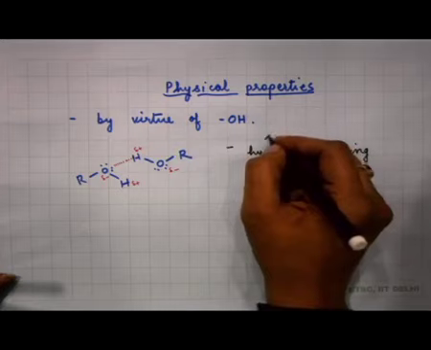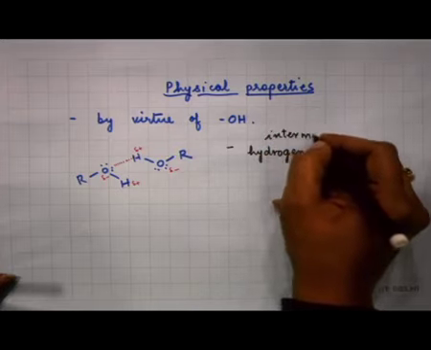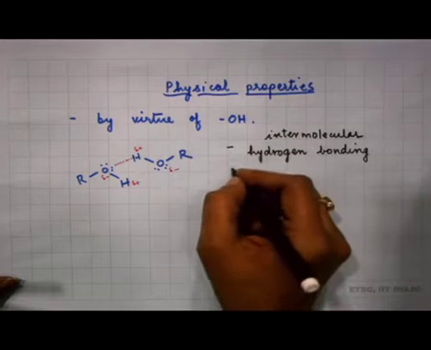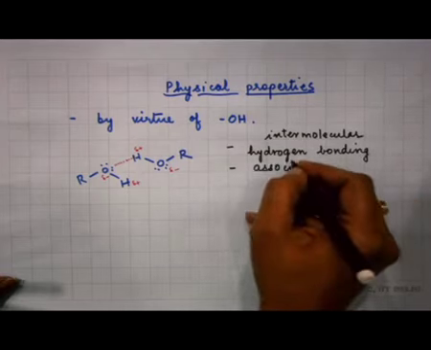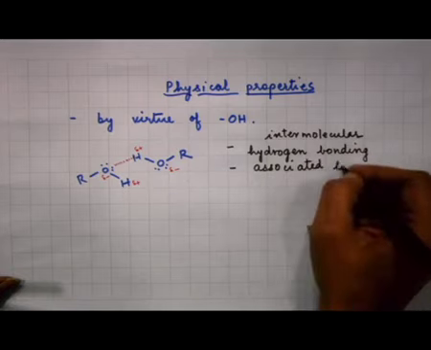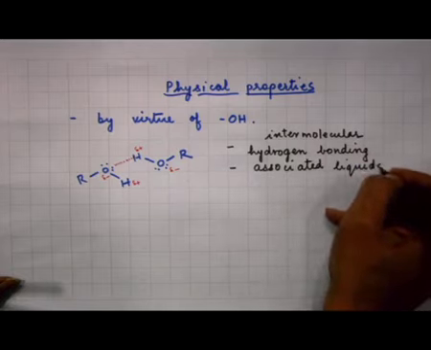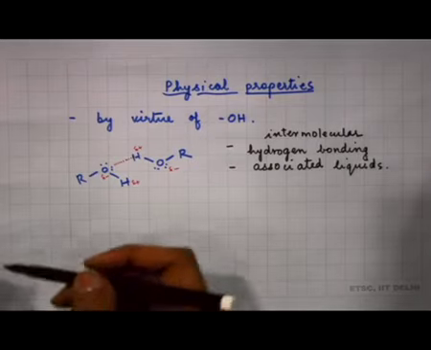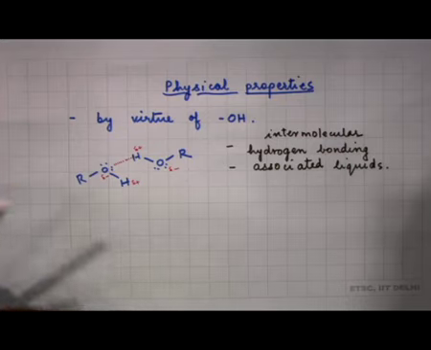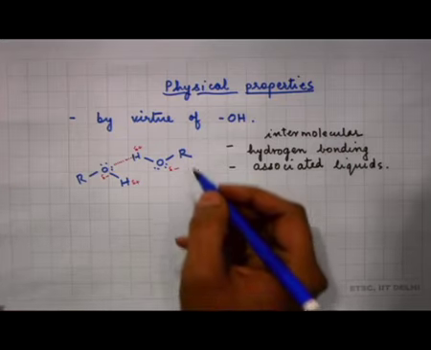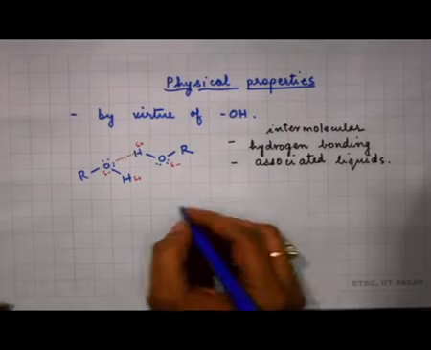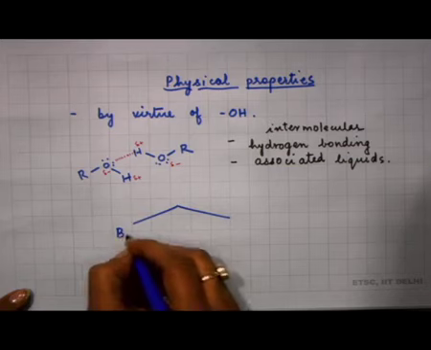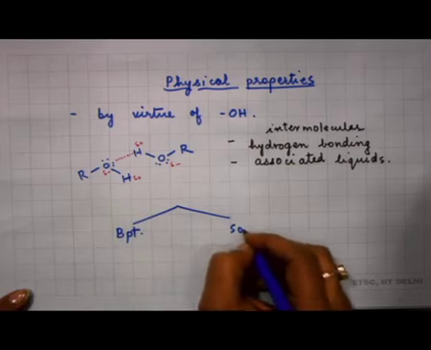So, it forms essentially intermolecular hydrogen bonding between different molecules of alcohols, and that is why they tend to exist as associated liquids. So, alcohols usually exist in the form of associated liquids. In fact, they can also be used as protic solvents in many organic reactions. Some of the implications of this hydrogen bonding are manifested in two important properties: the boiling point of alcohols and the solubility properties of alcohols.